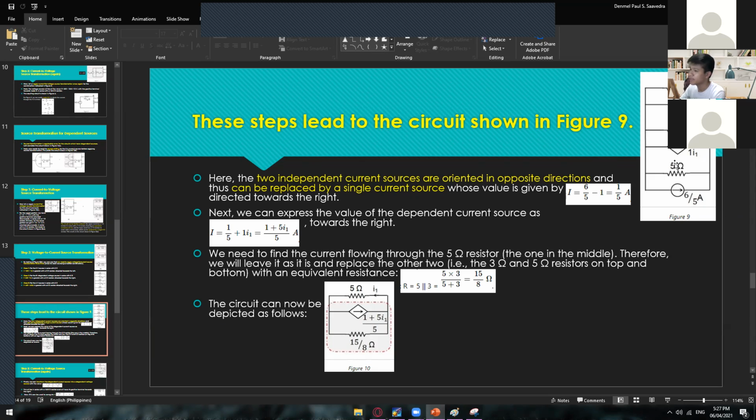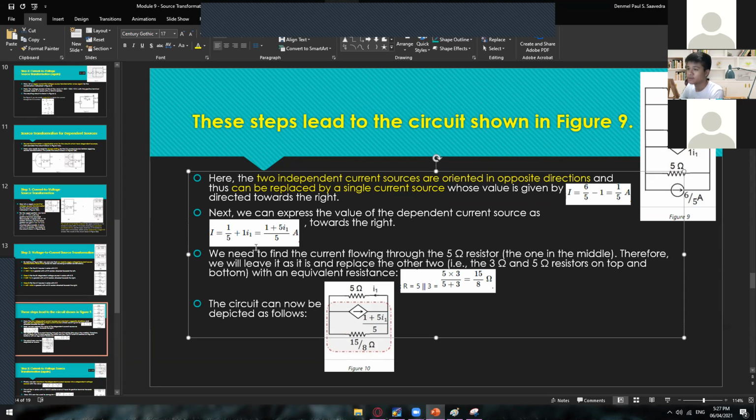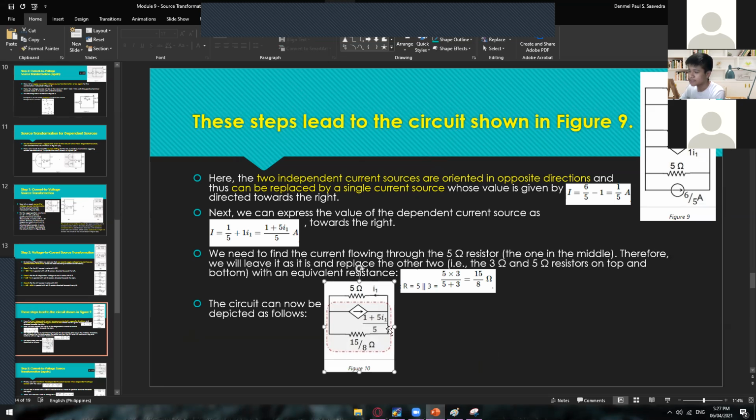From here, we already know that the current flowing on this I1, on the dependent source, is 1 over 5. So we can use 1 over 5 to add on this I1 to get the total current flowing on the entire circuit, which will give you this simplified equation. We have already combined the resistance, the 5 ohm and then the 3 ohm. Just do the parallel solution, which will give you 15 divided by 8, and then this newly formed equation coming from this combined current.